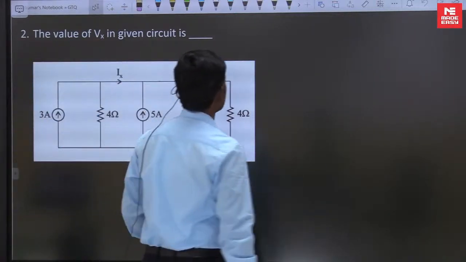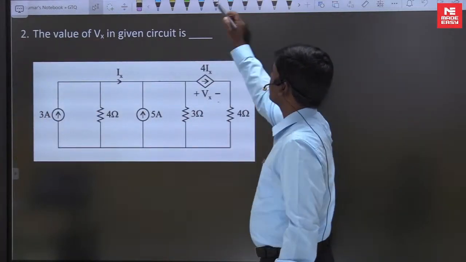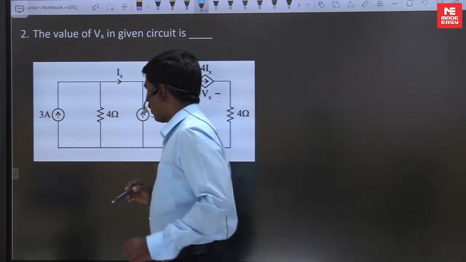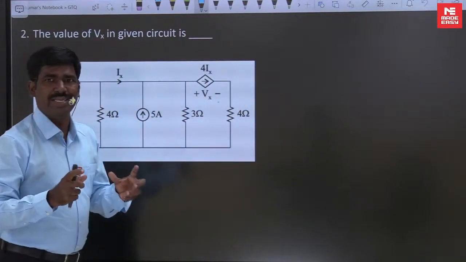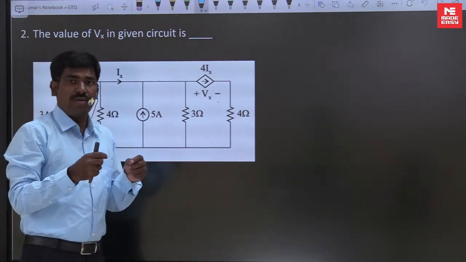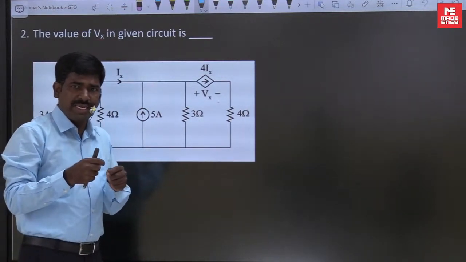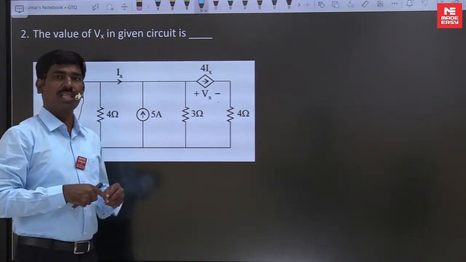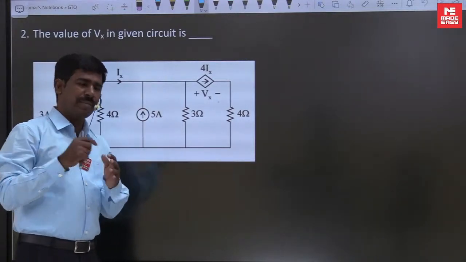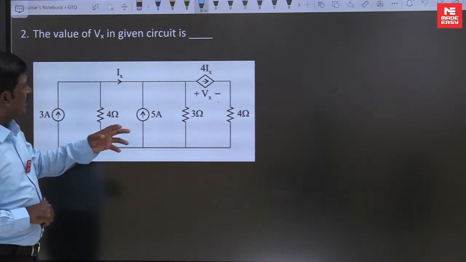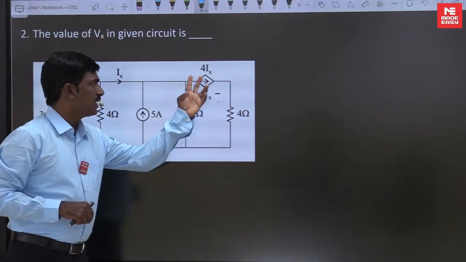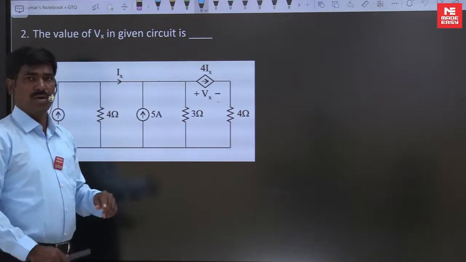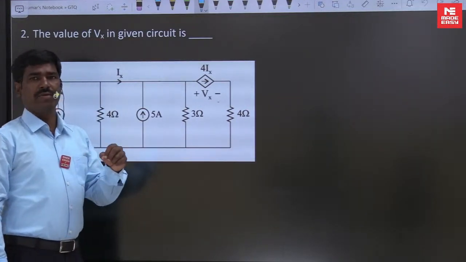Now look at it. How to approach here? First you have to look at KCL and KVL. Sir, only one equation with one variable. Then go for KCL and KVL, otherwise use nodal or mesh analysis or any method. Our intention first is to find the voltage across the current source. How to find it? The only way is to apply KVL.